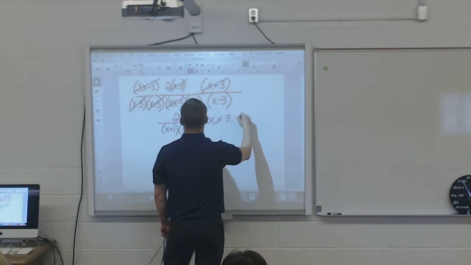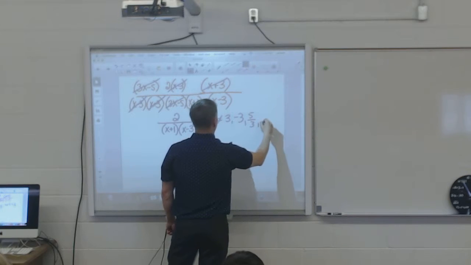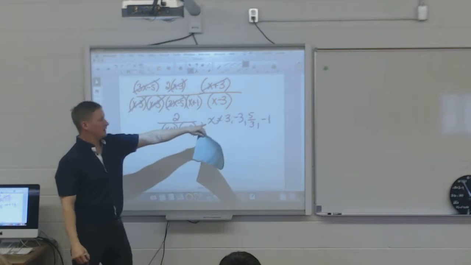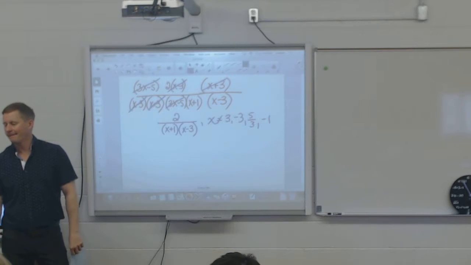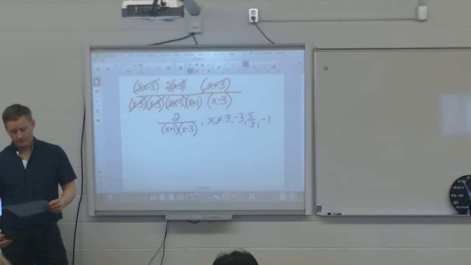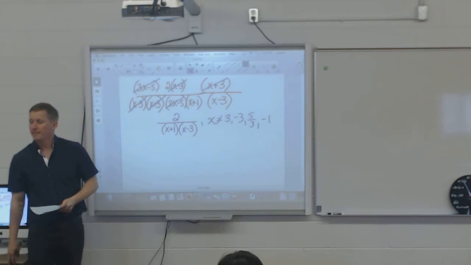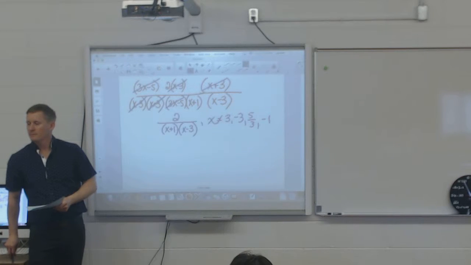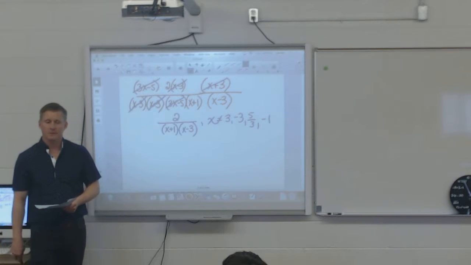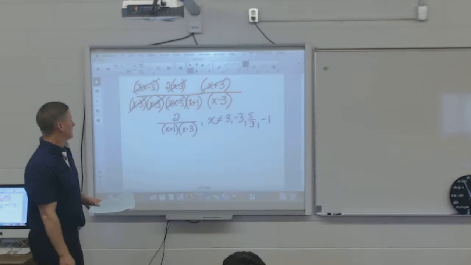x can't equal 3, -3, 5 over 3, -1. Some of you got this wrong here. When I saw a square right there, I just did 0. But when it's a perfect square, it's not 0, right? What's a perfect square? x squared minus 9. How do you factor that out? Well, you can go x minus 3, x plus 3. Okay, that was one. How'd you get the 5 over 3?